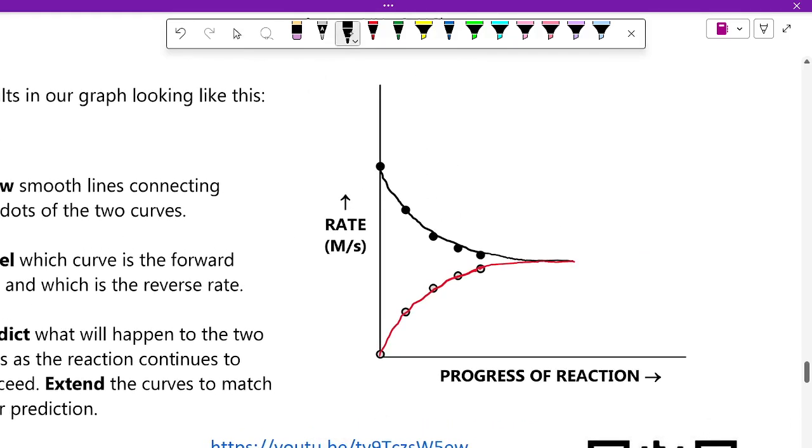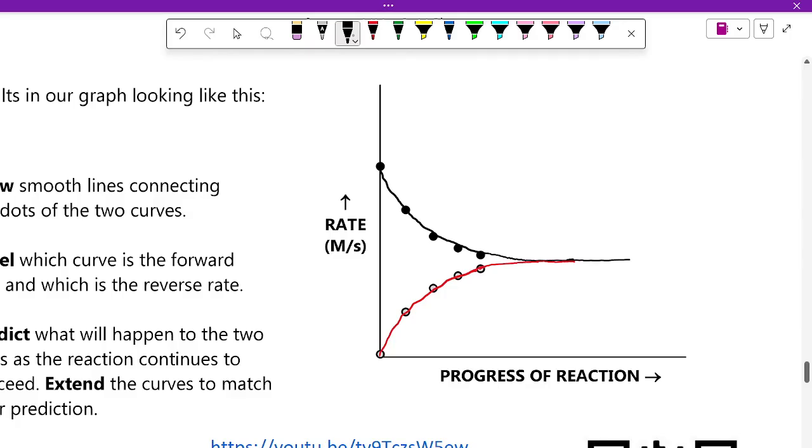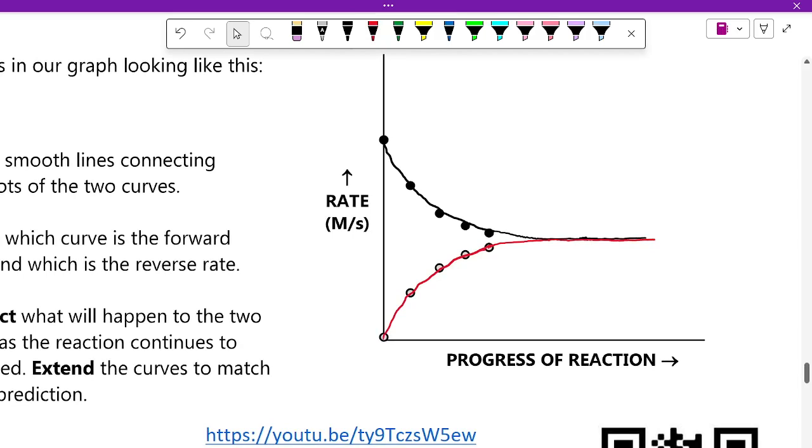So your graph should look something like this, where eventually the two lines are almost on top of each other. You can draw the red one, the reverse one, slightly below the other one, just so you can see the different lines, but they would really overlap, okay? Which rate is the black one? Is that forward or reverse? That's forward, FWD. This one down here is our reverse rate, REV.